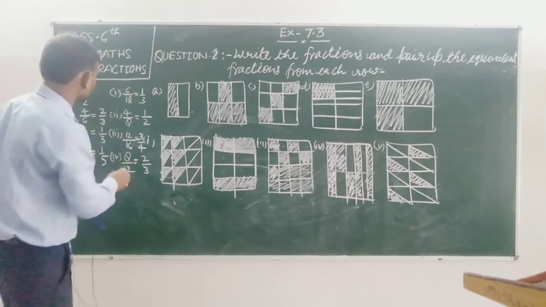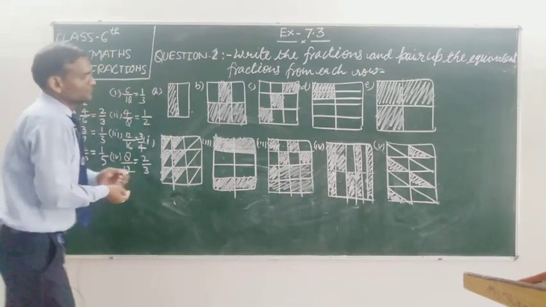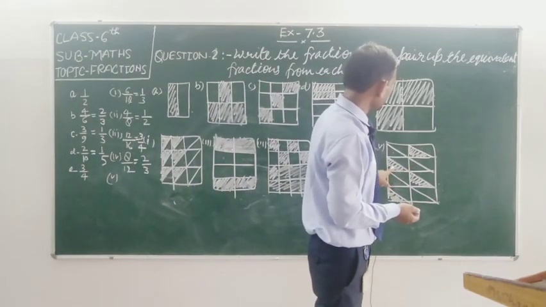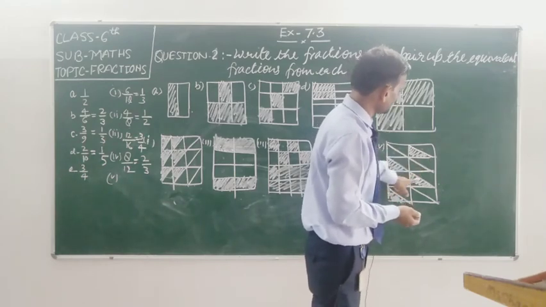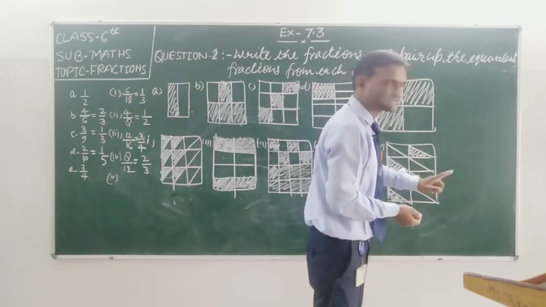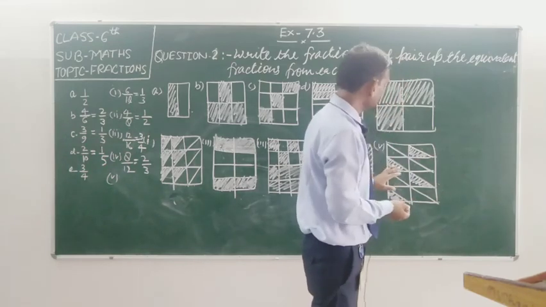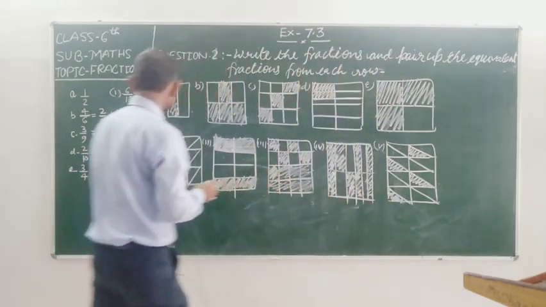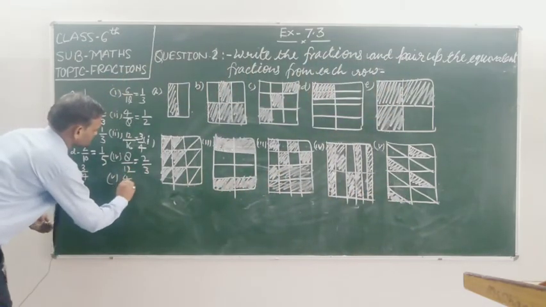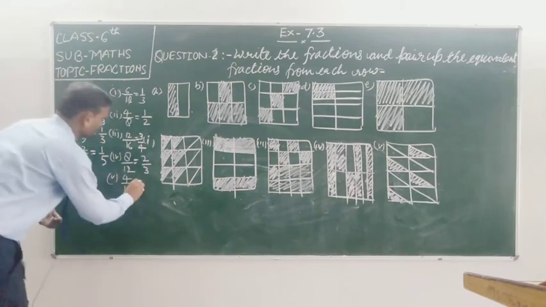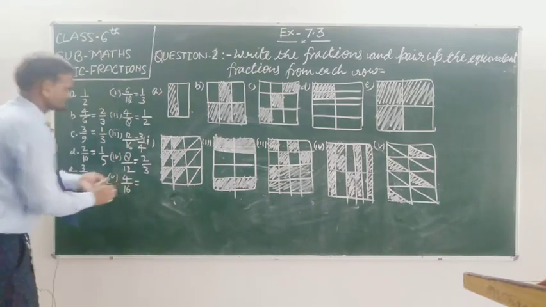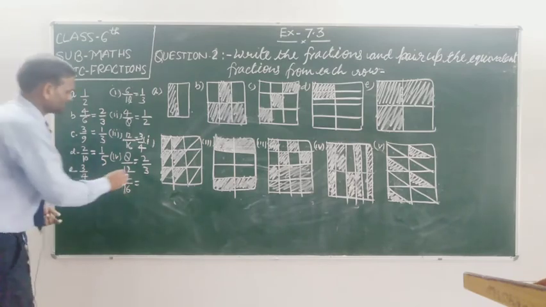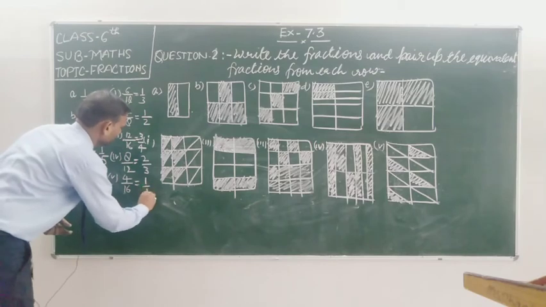And for figure number 5, student, we can write the fraction: 1, 2, 3, 4, 5, 6, 7, 8, 9, 10, 11, 12, 13, 14, 15, 16. Total number of triangles is 16, and out of 16, 4 triangles are shaded. So we write the fraction 4 upon 16, and when we make the simplest form of 4 upon 16, we get 1 upon 4.